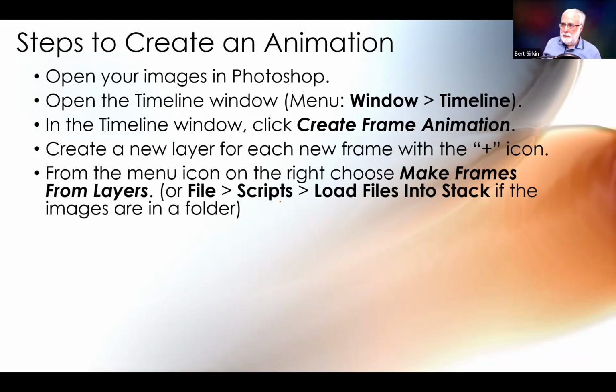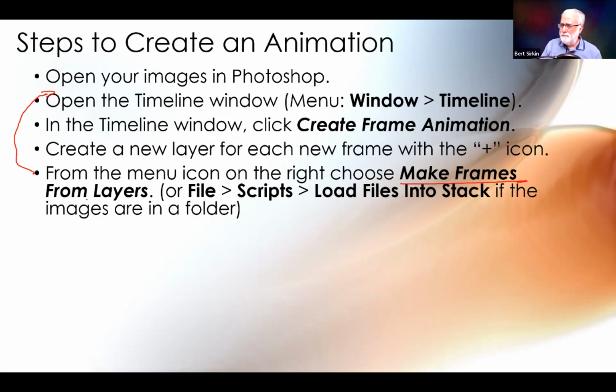From the menu icon on the right, the little hamburger menu icon, you're going to choose Make Frames from Layers. Oh, actually, I didn't leave a step out. I'm sorry, I forgot. I had it down here. I would prefer to do it here, but you can do it down here as well. So from the menu icon, you're going to choose Make Frames from Layers. Let's see, I'm not sure where that is. Oh, no, you're not going to do that.